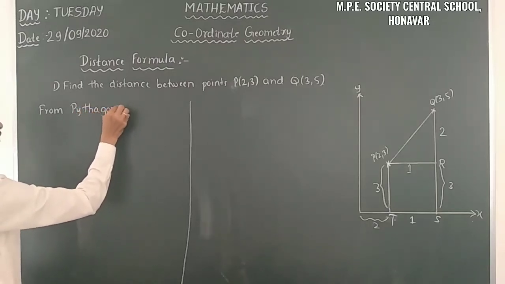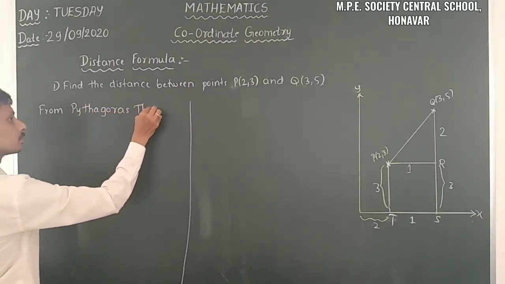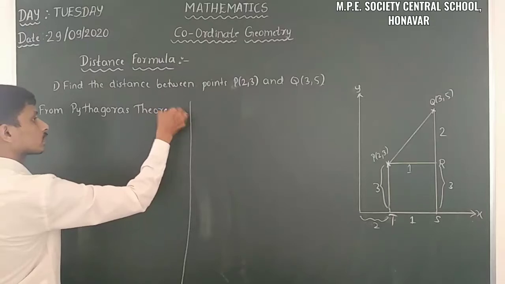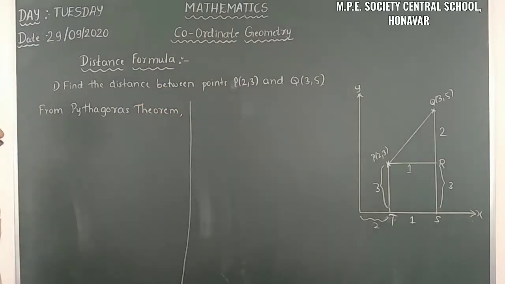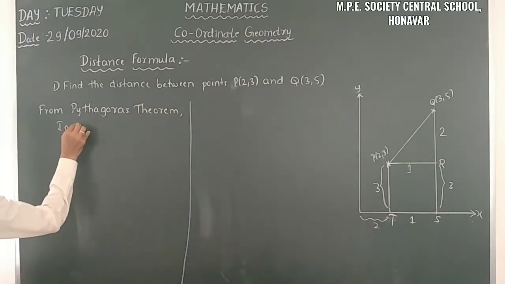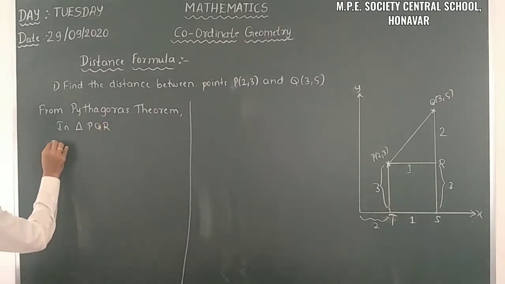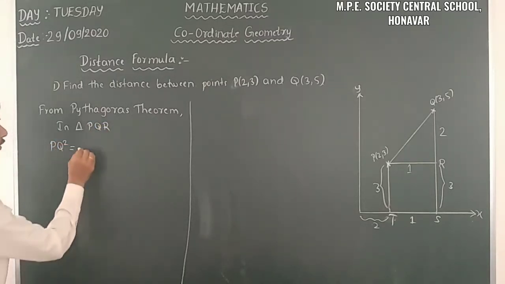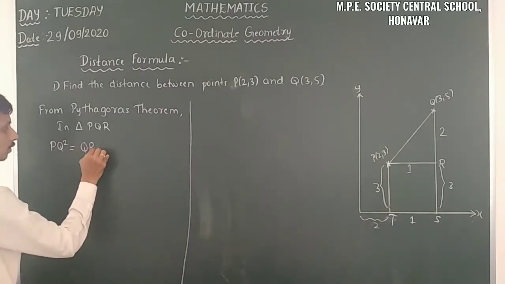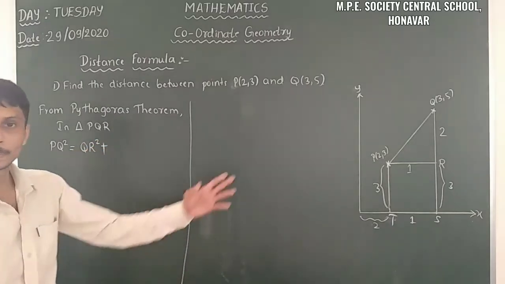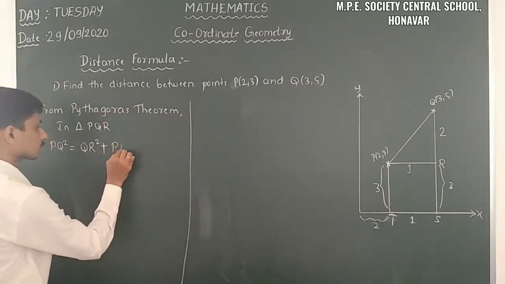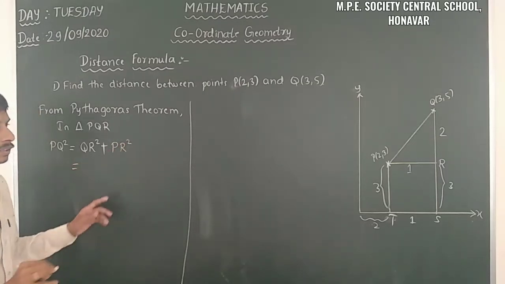From Pythagoras theorem, in triangle PQR, we have PQ square is equal to QR square plus PR square. Yes. So QR is equal to 2.